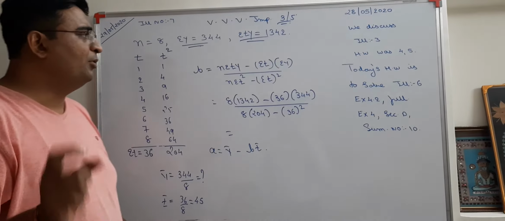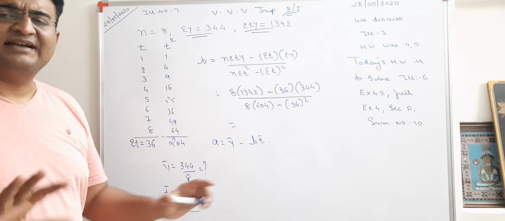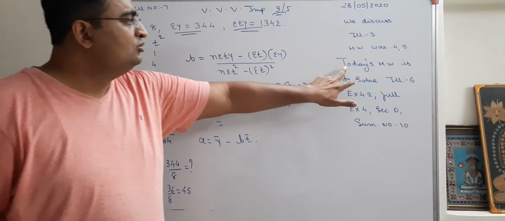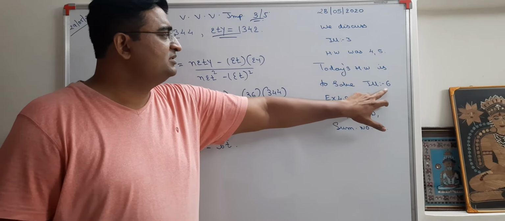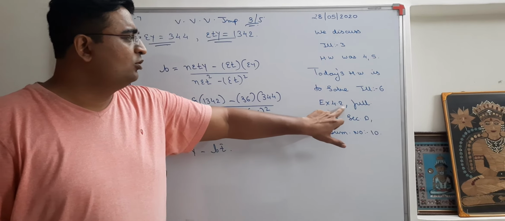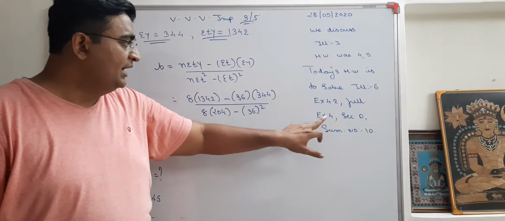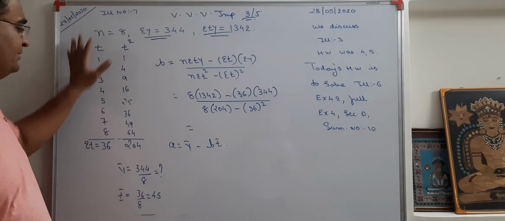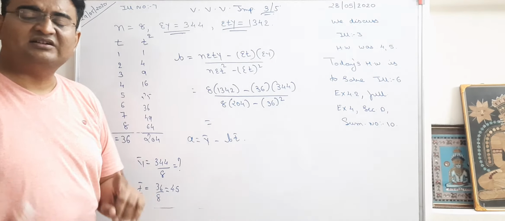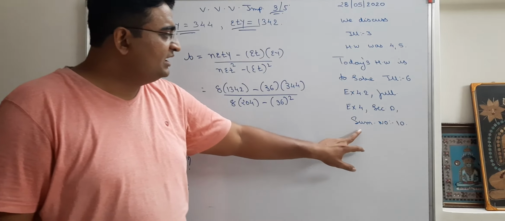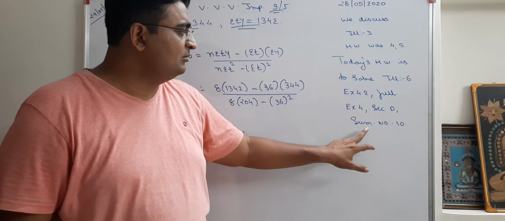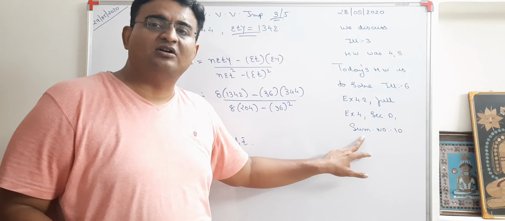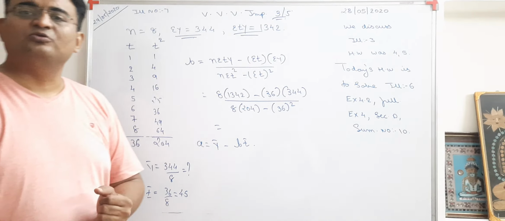Now students, the important thing to be kept in mind, as this is a very easy chapter, please concentrate on today's homework. Today's homework is to solve illustration number 6. Exercise 4.2 you have to do fully, and exercise 4 section D sum number 10, it's exactly similar to today's illustration. If you don't understand this particular sum, do give me a call. But this is very much necessary to go for.